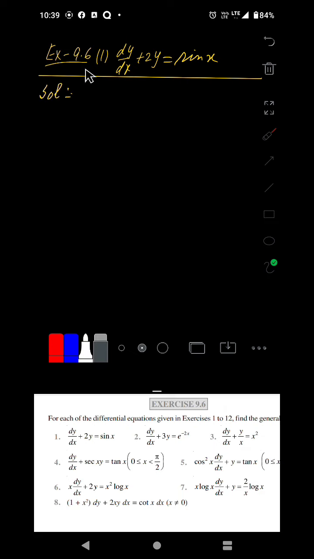So exercise 9.6, question number 1 is dy upon dx plus 2y is equal to sine x. This is a differential equation we need to solve. Obviously this is the first type of linear differential equation in the format dy upon dx plus py is equal to q, where p and q are some functions of x or constants.